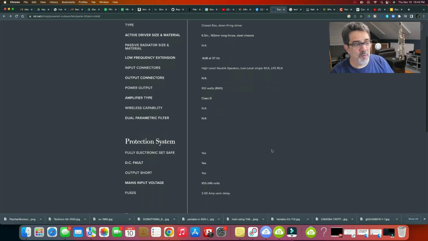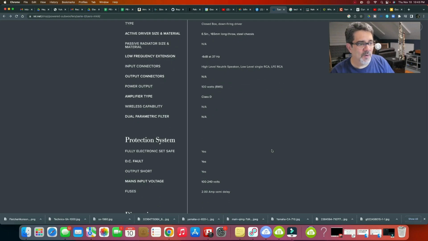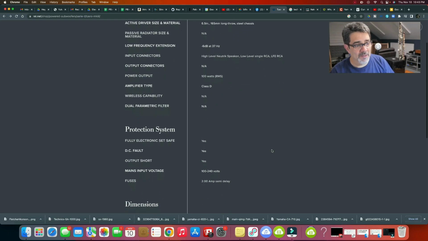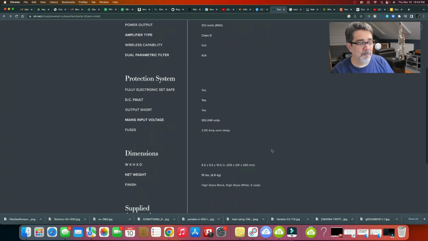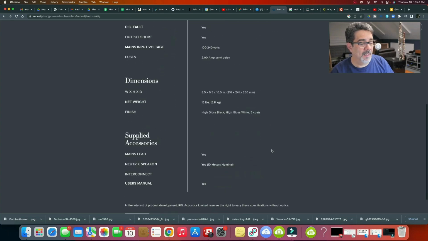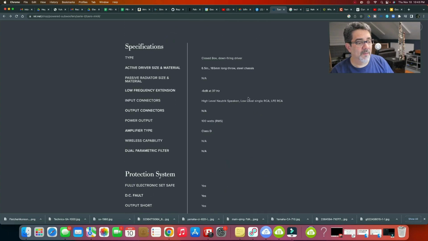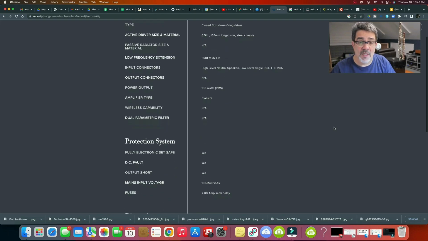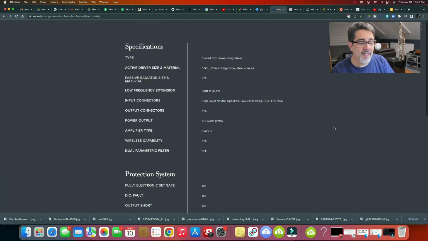specifications. 6.5 inches, 100 watts, and frequency response. I'm looking for it. It goes down to 37 Hz at minus 6 dB. So I'd say maybe around 40. 40 hertz is good. That's most full range speakers. So it'll be kind of like the Lintons, you know.